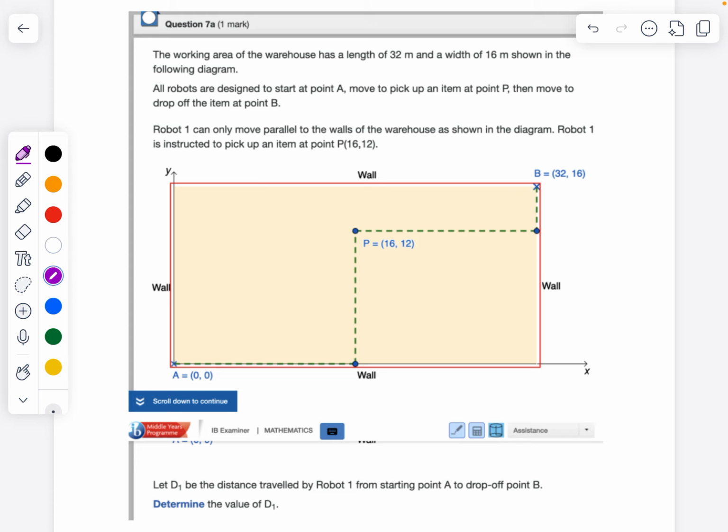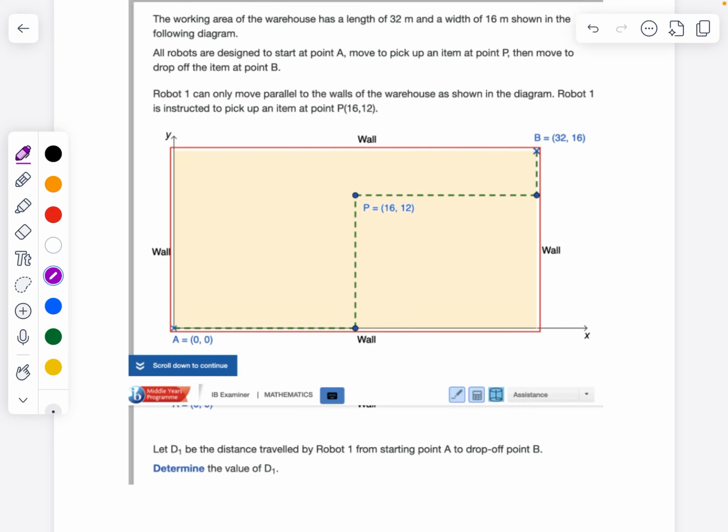Right, we're going to move on then to having a little look at this question. So it's all about, we have a robot, it gave us some points, and the first question wants us to determine the distance that the first robot travelled from point A to point B. So this one's not too bad. So you should be able to see here, from A to the wall, it's moved 16 units. From the wall up, it's moved 12 units.